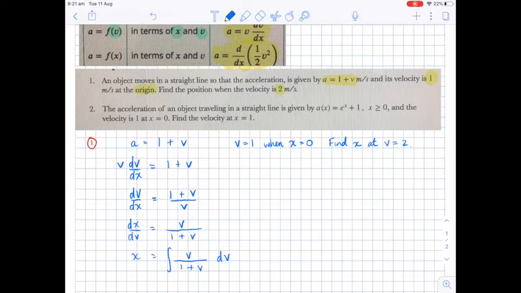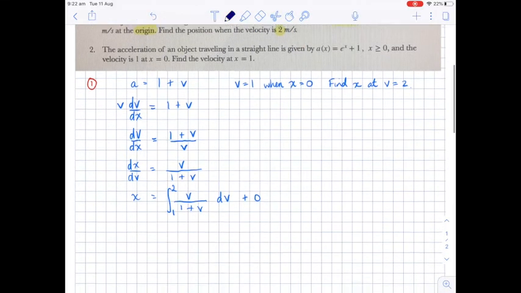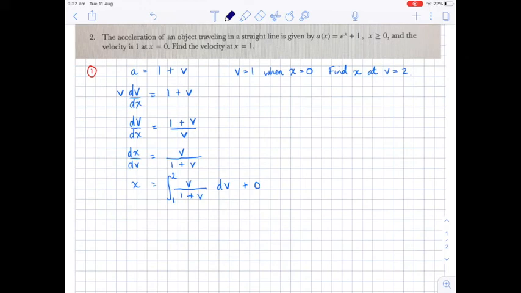And I can go a little bit further here. I can substitute in my values. I know at v equals 1, x equals 0, and I want to find out the value of x at v equals 2. Now I need to find an antiderivative of v over 1 plus v. I could just break out my calculator and cheat here, but I'm going to do this by hand because this is an interesting question to consider for exam 1, and you need to be able to remember what technique to use to anti-differentiate this.